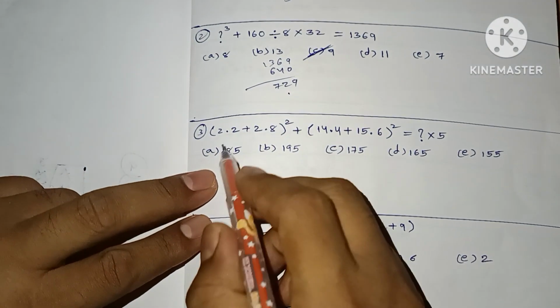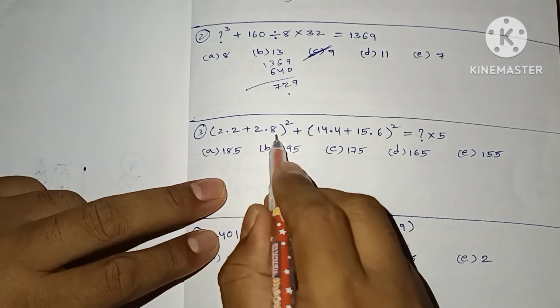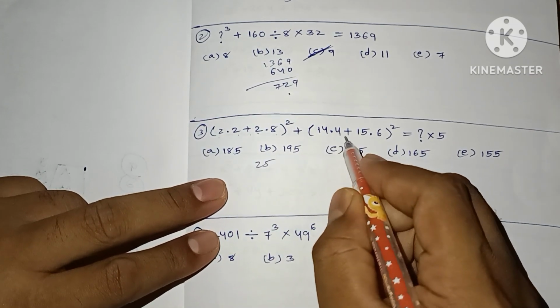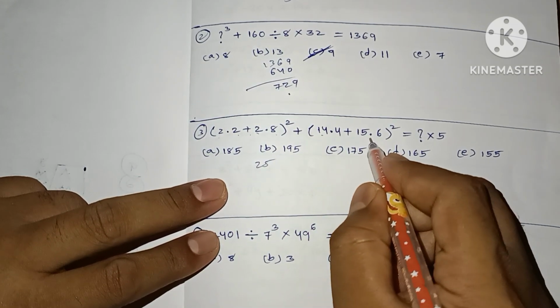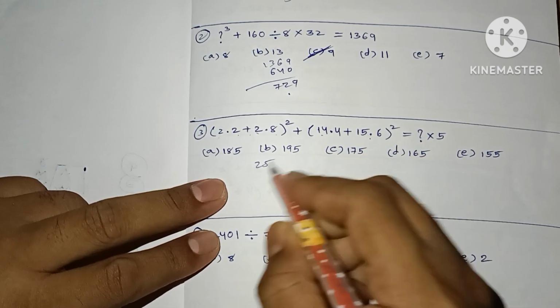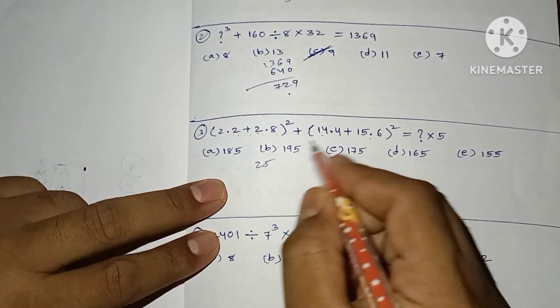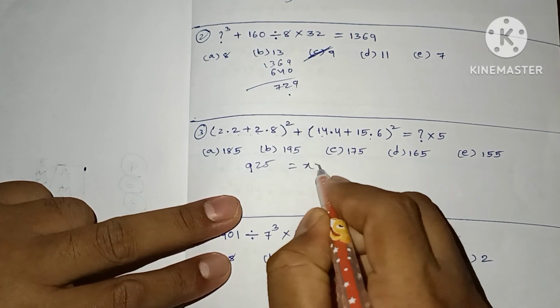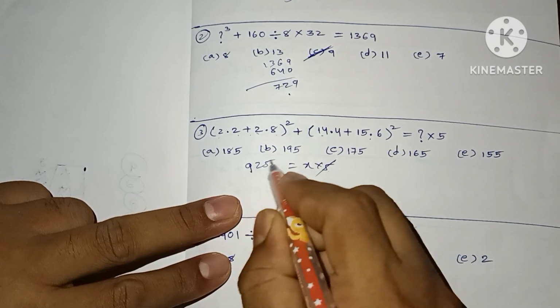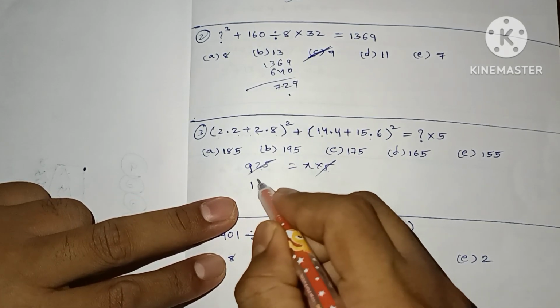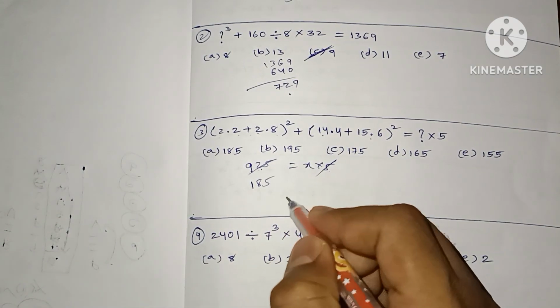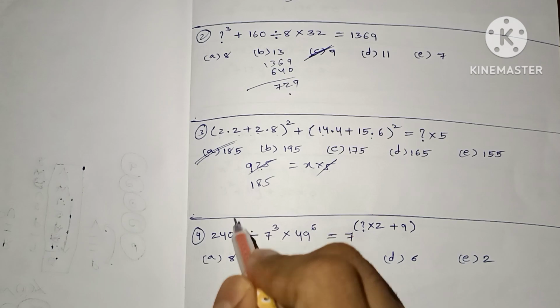Next, third one. Here this will be 4 plus 1, 5, 5 square 25, plus this will be 15 plus 15, 30, 30 square 900. Both summed means 925. 925 equals x into 5. 5 times 185. Option A is our answer.